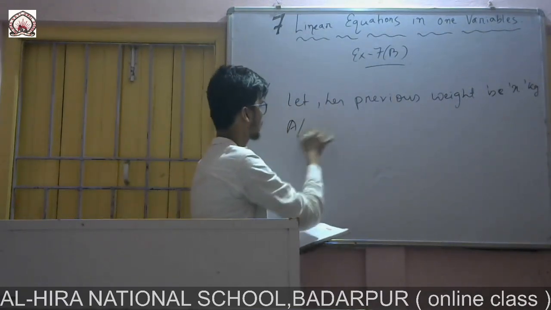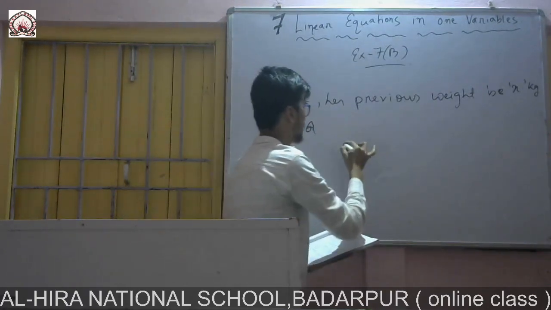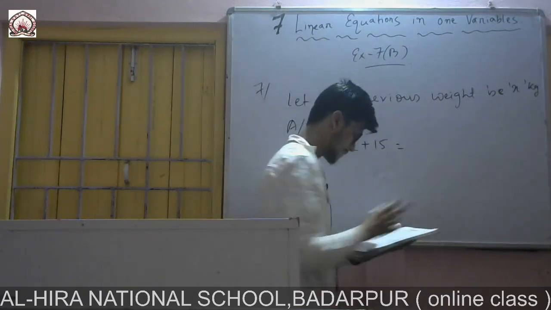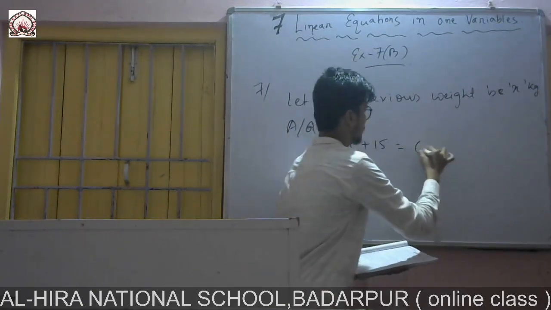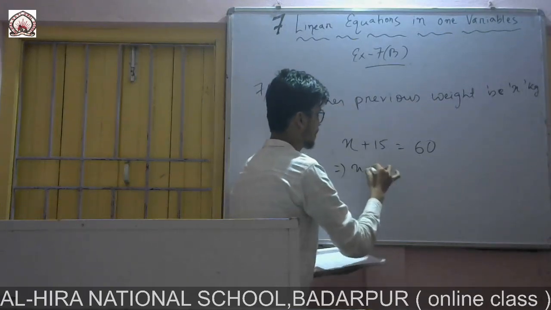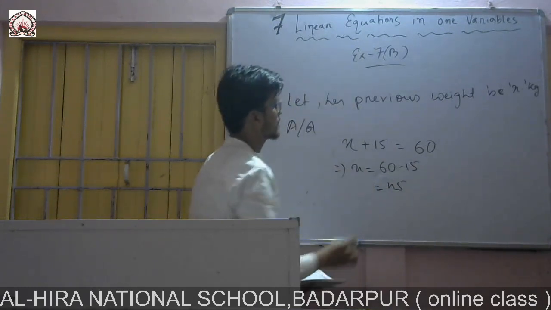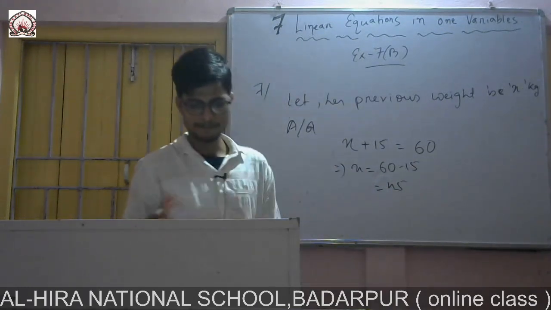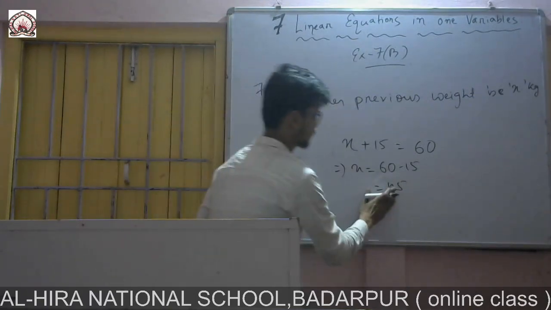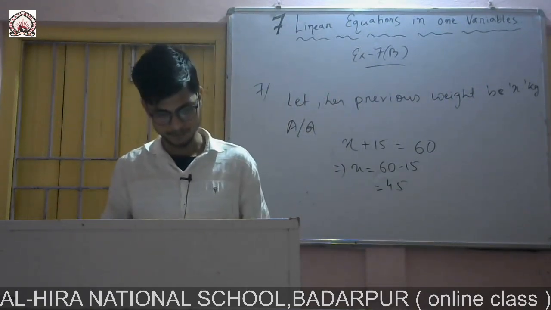So according to the question, after gaining 15 kg, her previous weight was x, and she gained 15 kg, and then it becomes 60 kg. So if I solve, x is equal to 60 minus 15, it will be 45. Therefore her previous weight is 45 kg. You write, therefore her previous weight is 45 kg. Okay.